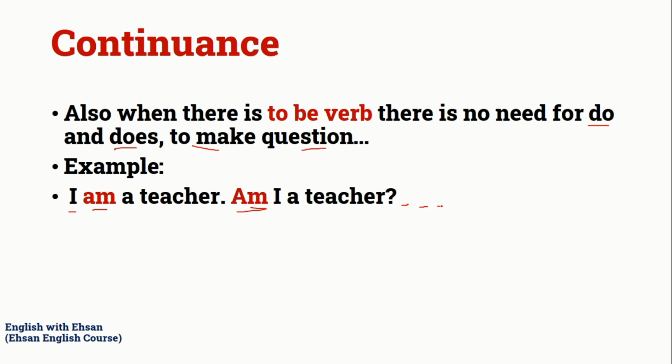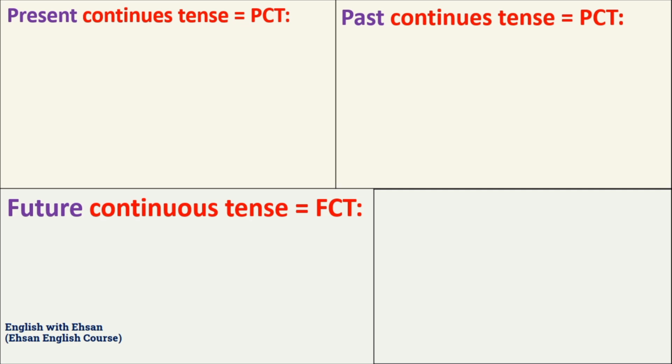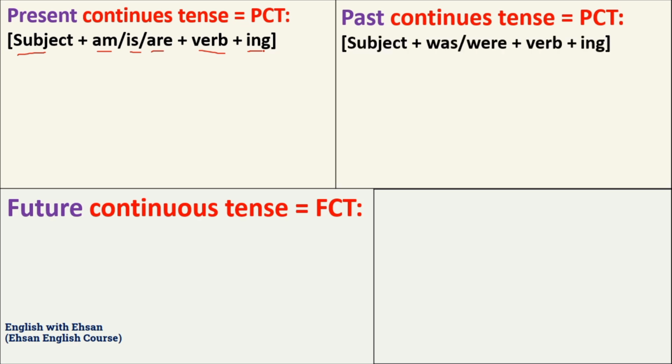Okay, here we have a diagram for this. We use this in the present continuous tense, also called the present progressive tense, and we have the past continuous tense, and the future continuous tense. Here we have the structure for the present continuous tense, and our aim is to use the to be verbs. Our to be verbs are am, is, are, plus verb plus ing.